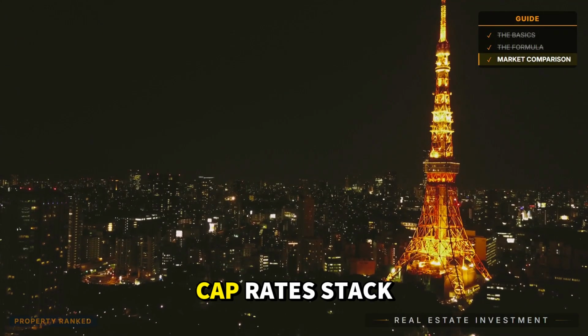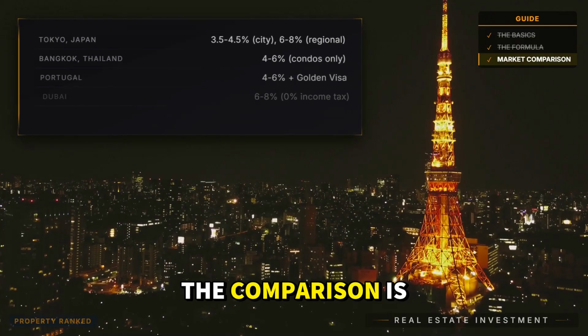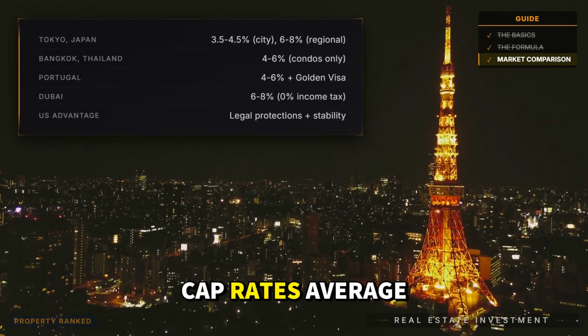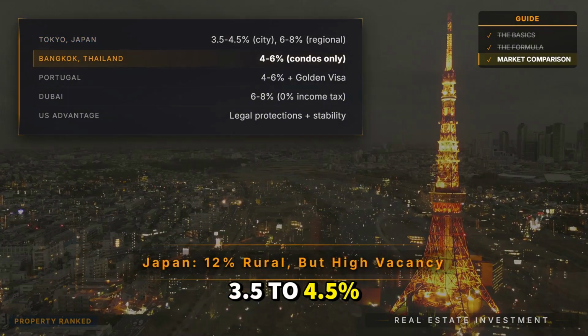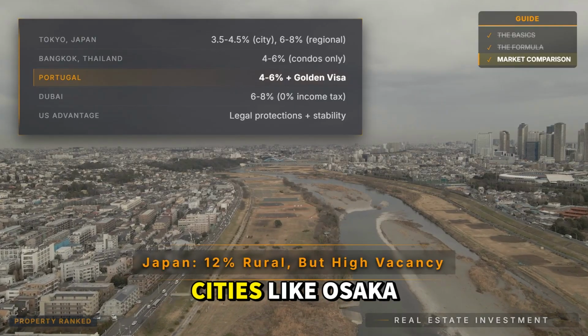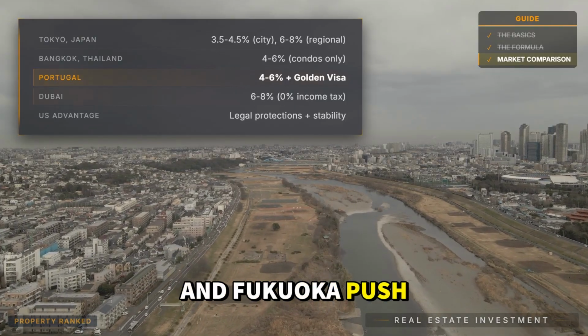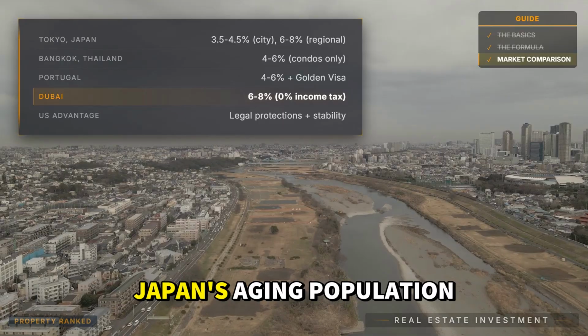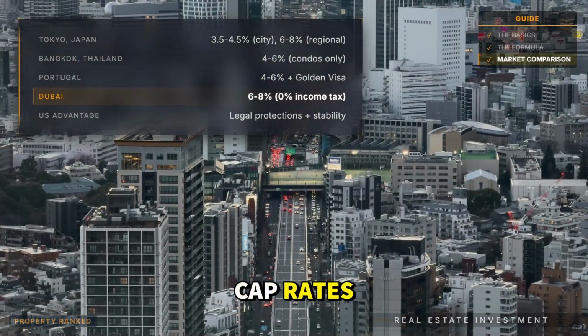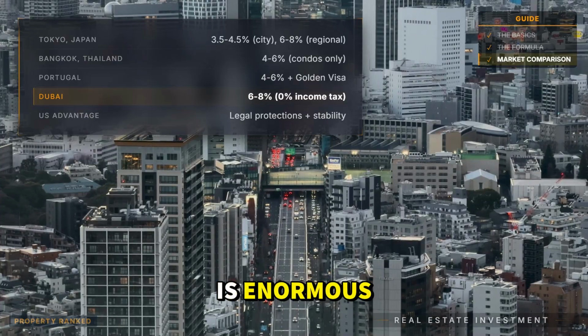How do American cap rates stack up globally? The comparison is revealing. Japan. Tokyo residential cap rates average 3.5 to 4.5%. But here's the twist. Outside Tokyo, cities like Osaka and Fukuoka push 6 to 8%. Japan's aging population means rural properties can hit 12% cap rates, but vacancy risk is enormous.